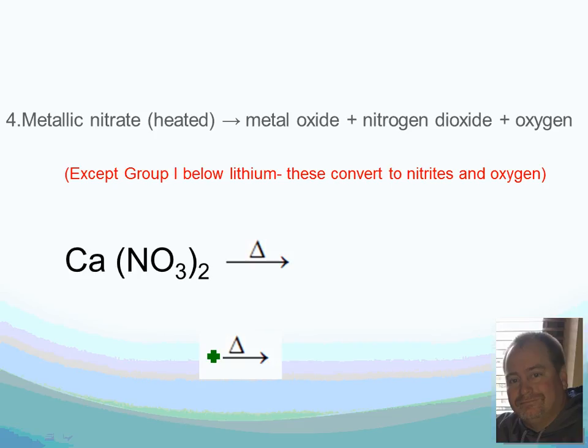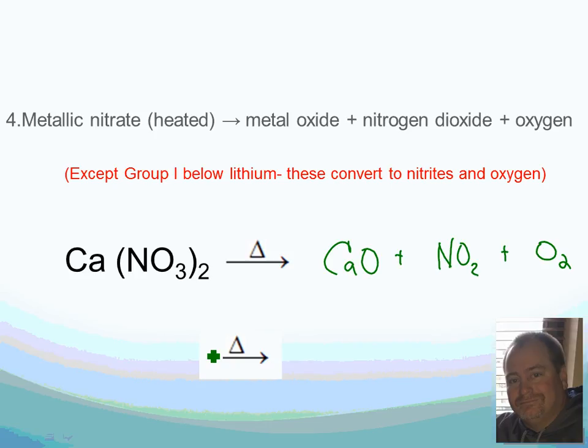Calcium nitrate. Well, what's this going to break down to? What's my metal oxide? Calcium oxide, which is CaO plus nitrogen dioxide plus oxygen. Now, this could be a balancing nightmare.